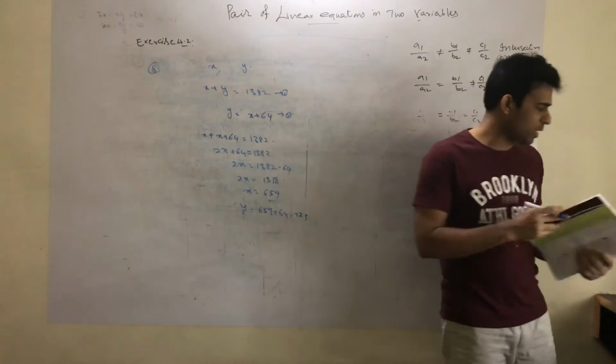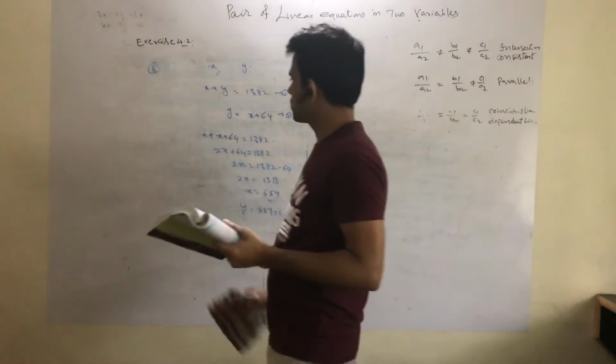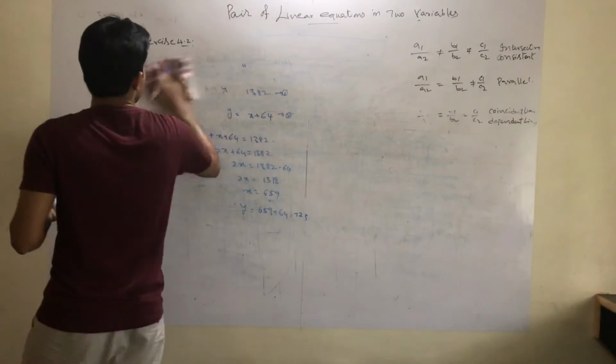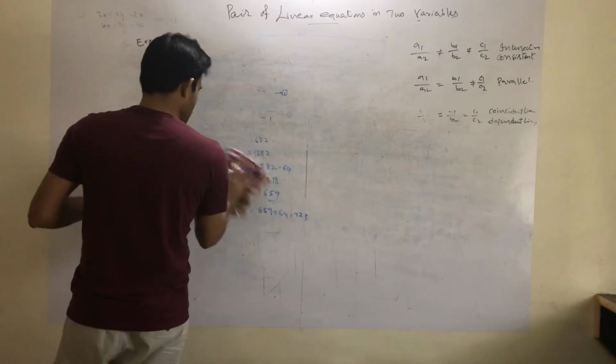Let's get into problem number 9. This is important. A chemist has two solutions of hydrochloric acid in stock.